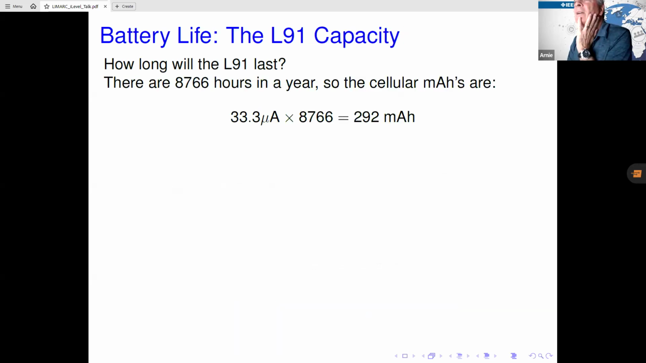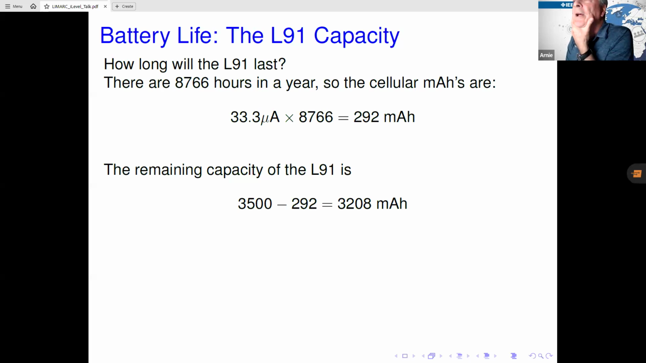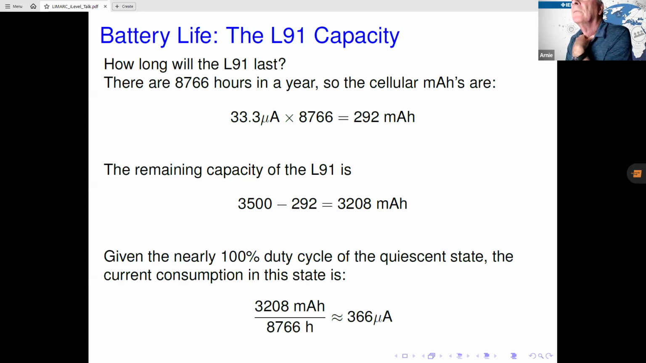So how long does the L91 last? The amount of cellular draw of the current is about 292 milliamp hours, leaving about 3,200 milliamp hours on the battery. That means while you're not transmitting, you have an overhead of 366 microamps. So your circuitry has to draw less than 366 microamps while you're sleeping.